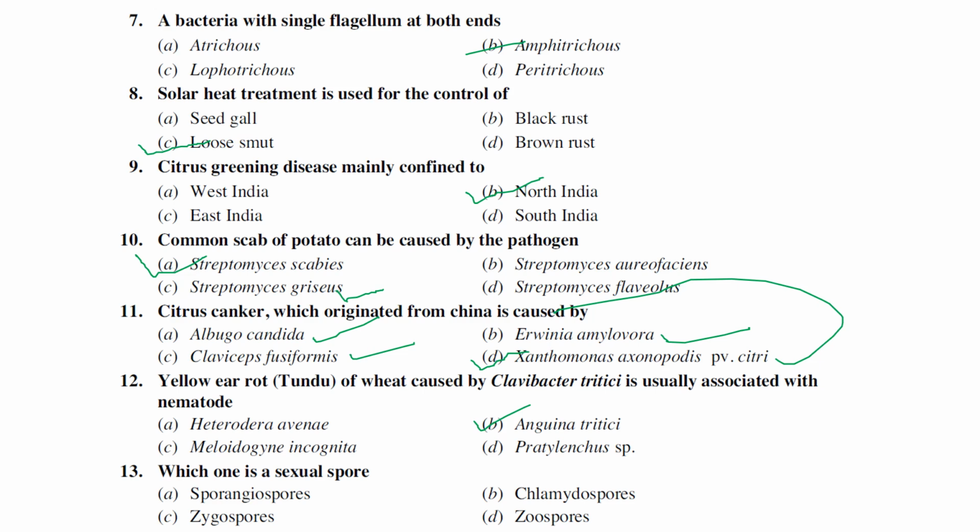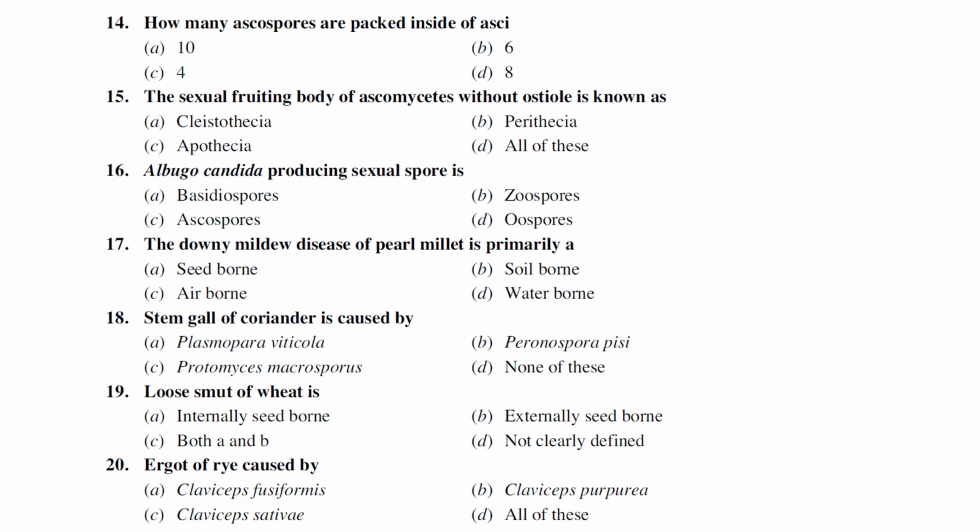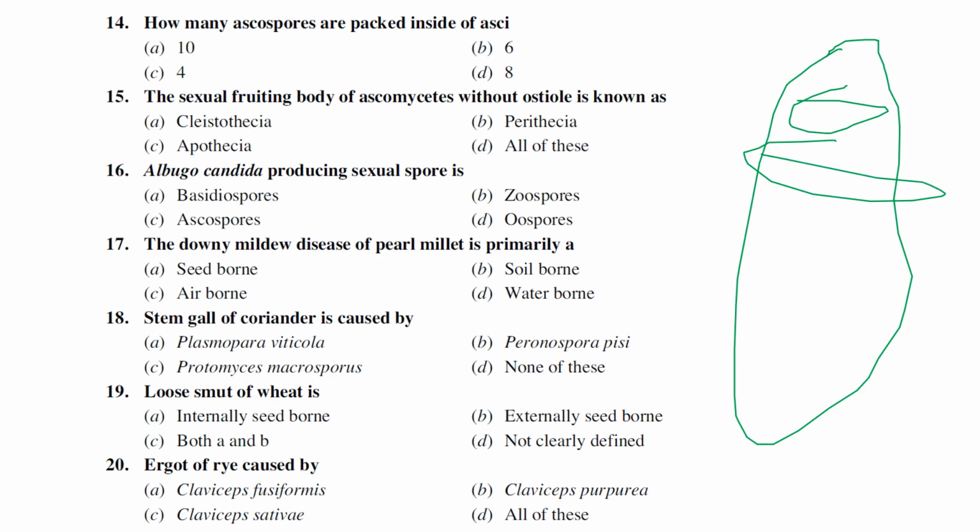The next one is which one is a sexual spore? Sporangiospore, chlamydospore, zygospore, zoospore. Sporangiospores, chlamydospores and zoospores are asexual spores. So the ultimate answer is zygospore. Next one, how many ascospores are packed inside an ascus? Every ascus in Ascomycota contains 8 ascospores. Every basidium in Basidiomycota contains 4 basidiospores. So here Ascomycota fungi contain 8 ascospores.